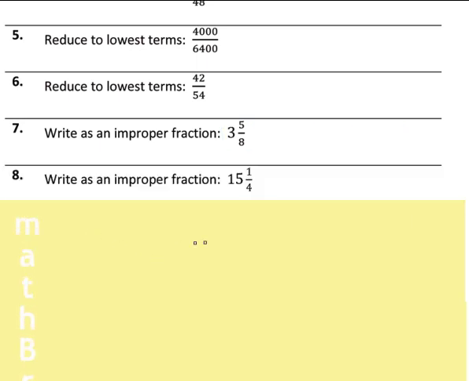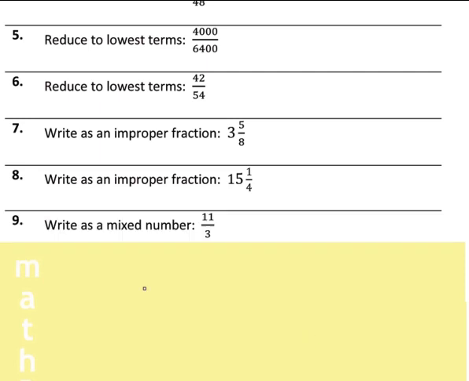And number 8, let's do that again. We'll do our little method for converting to an improper fraction. I'm going to use that same denominator 4, and we multiply denominator times the whole. 4 times 15 is 60, and add 1, and we have our improper fraction 61 over 4. Now here we want to go the other way. We have an improper fraction, 11 over 3, and we want to write this as a mixed number.